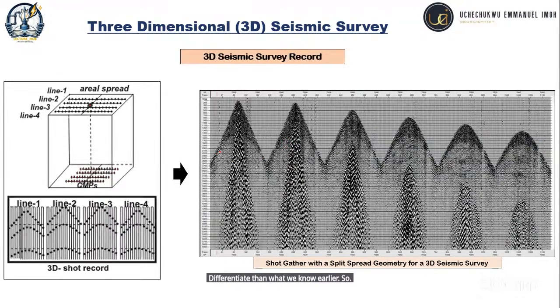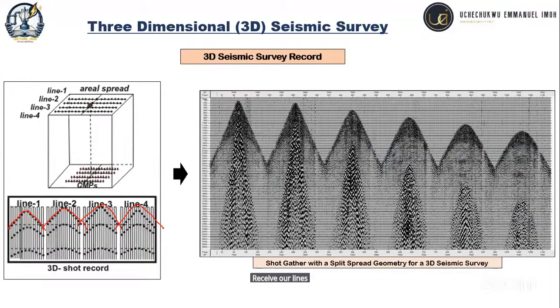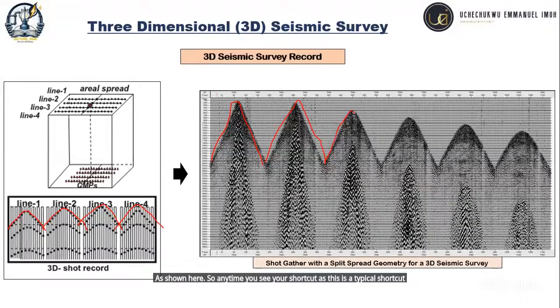So this is a typical land seismic acquisition. You can see your mound shape structure as I showed before. Because it's 3D, there are going to be more than one of these receiver lines bundled together, and they will have these mound shapes as shown here. So anytime you see this, a typical shot gather for 3D seismic data on land, you know that it's a 3D survey. But if it's a 2D survey, it will be only one of these mound shapes, maybe only the first one. There won't be the rest.